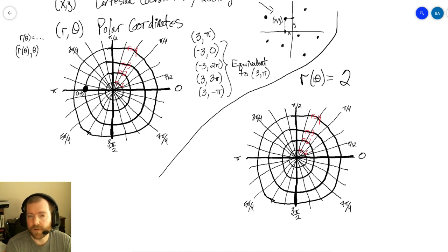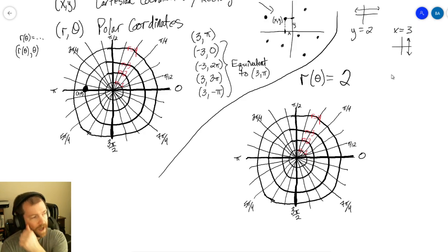So since we have no theta, r is going to be 2. This is kind of like when you did y equals 2 or x equals 3 or something like that in Cartesian coordinates. This would say that our y value is always 2 or our x value is always 3. You want the set of all points where this is going to happen.